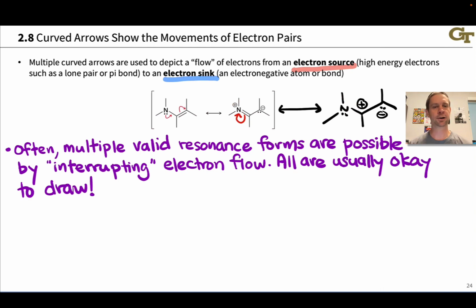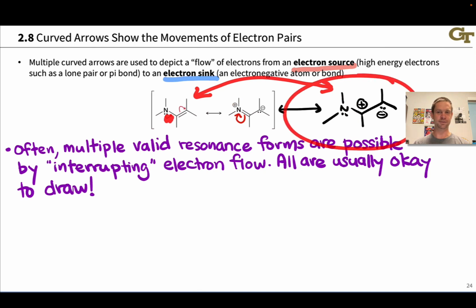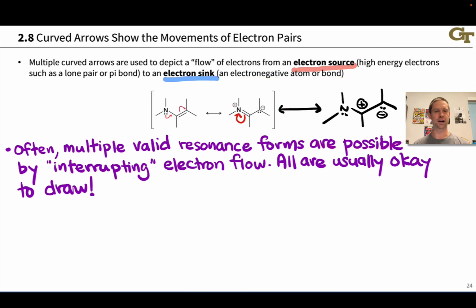So what we're seeing here is that often multiple valid resonance forms are possible for a structure. And what we can do is interrupt electron flow, right? We could have, for example, gotten directly from that first structure to this one simply by omitting this arrow right here. You can verify that this leads to that structure on the right directly. And these are all valid resonance forms, and the order in which we show them and how we move electrons is not so important as long as we recognize eventually all of those resonance forms.